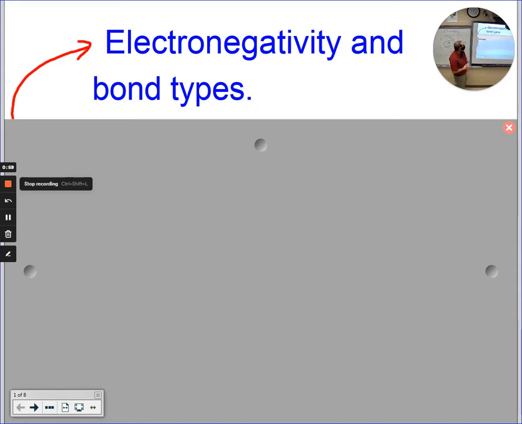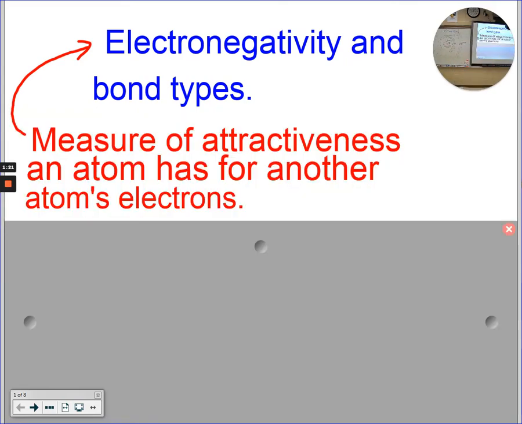Well, here we're going to talk about what we mean by attractiveness. And that's something called electronegativity. It's the measure of the attractiveness that an atom has for another atom's electrons.